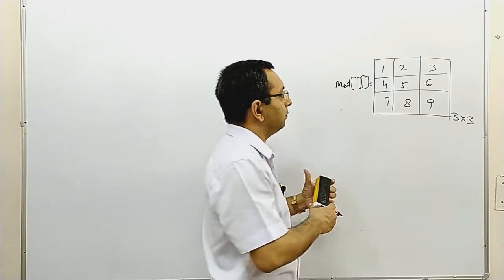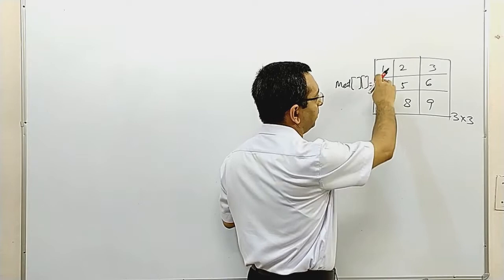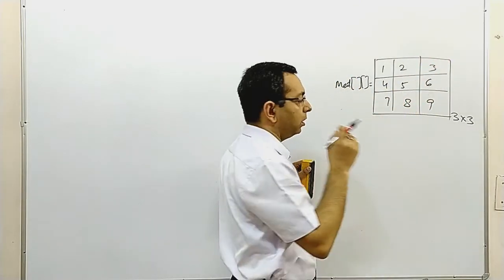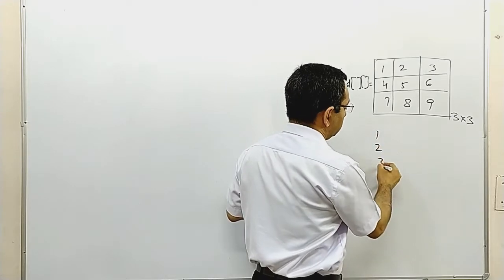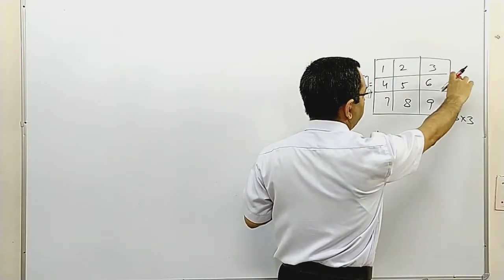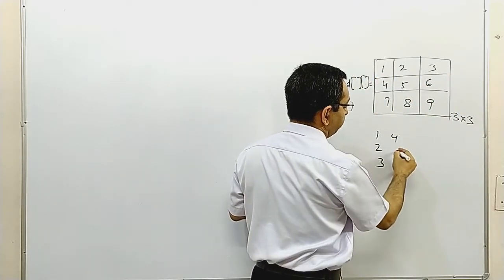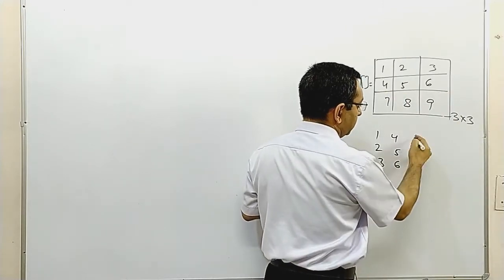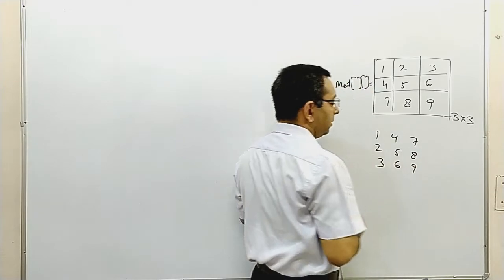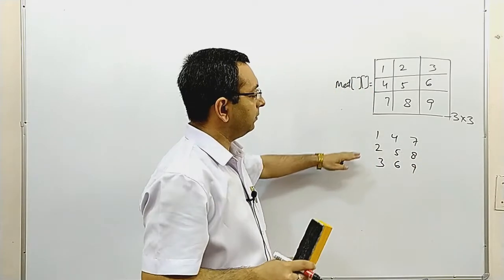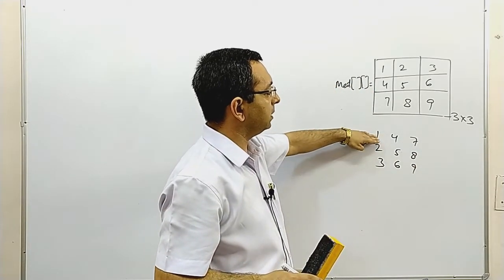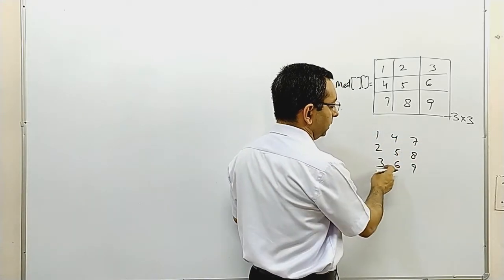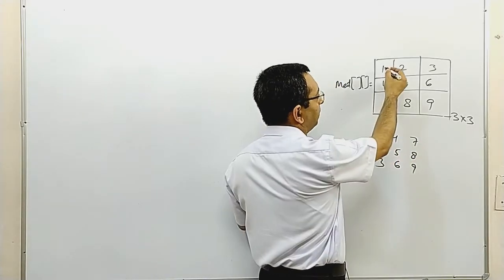So what should be the output? The output should be such that each row is printed as a column. So 1 2 3, then 4 5 6, then 7 8 9 should each be printed as a column, but we will print these numbers as 1 4 7 2 5 8 3 6 9. It means we will print like this.